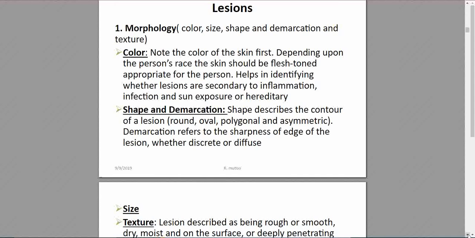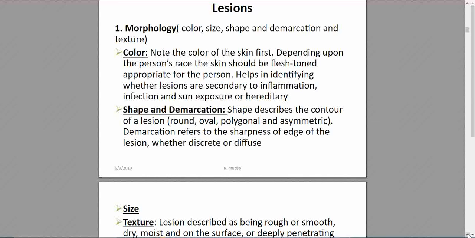Like color, you say first whether it is not the color of the skin. Depending upon the person's race, the skin should be a flesh tone appropriate for the person. This helps in identifying whether lesions are secondary to inflammation, infection, sun exposure, or hereditary. Shape and demarcation is another thing used in the morphological description of a lesion. Shape: describe the contour of the lesion. Is it round, oval, polygonal, or asymmetric?